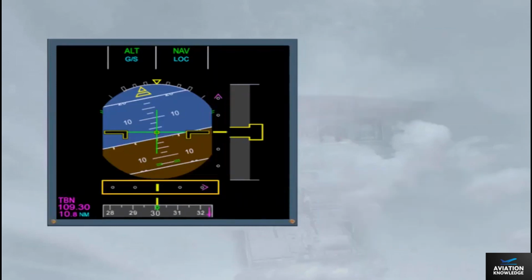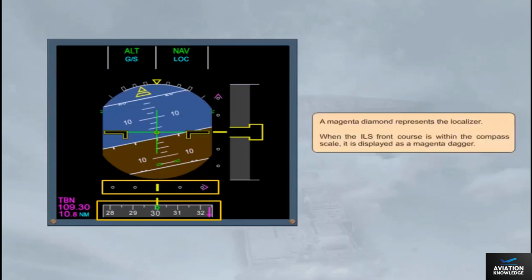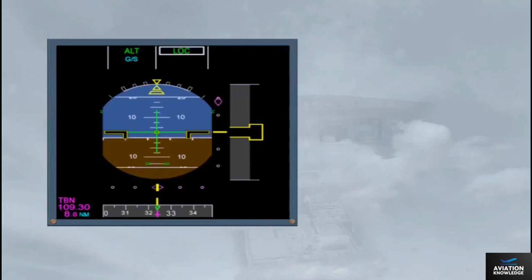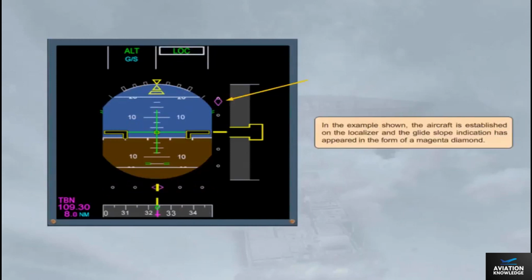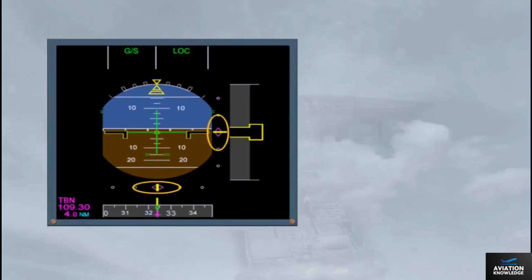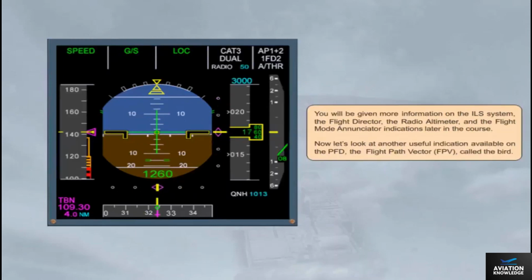A magenta diamond represents the localizer. When the ILS front course is within the compass scale, it is displayed as a magenta dagger. In the example shown, the aircraft is established on the localizer, and the glide slope indication has appeared in the form of a magenta diamond. The aircraft is now fully established on the ILS approach. You will be given more information on the ILS system, the flight director, the radio altimeter, and the flight mode annunciator indications later in the course.